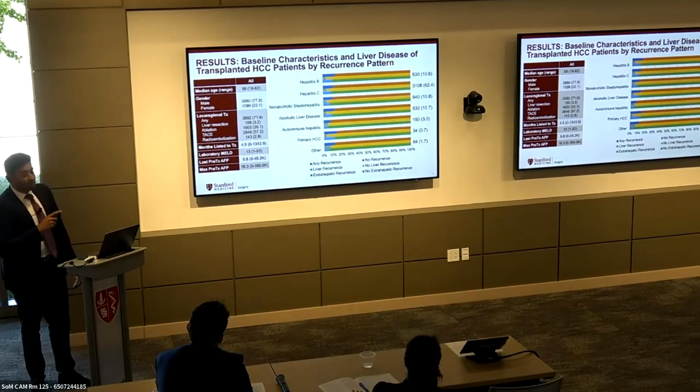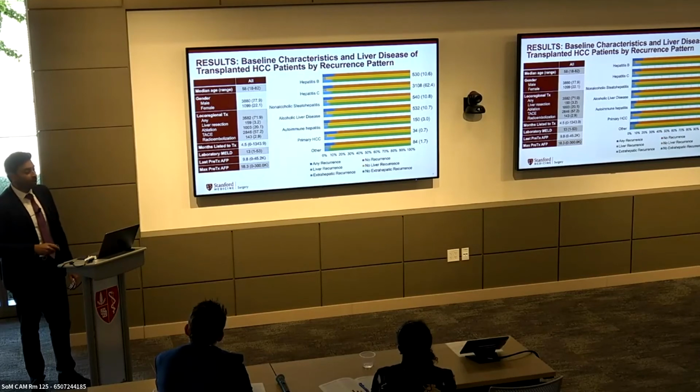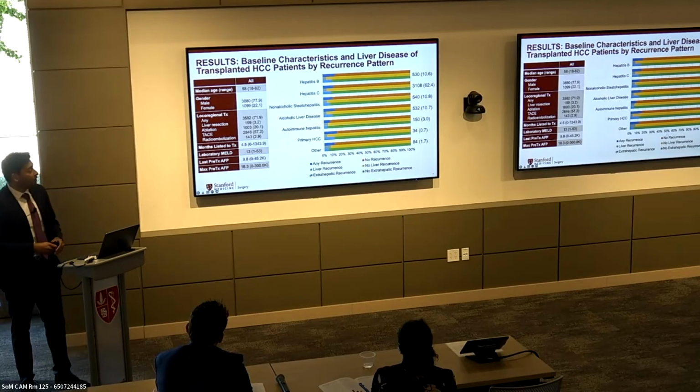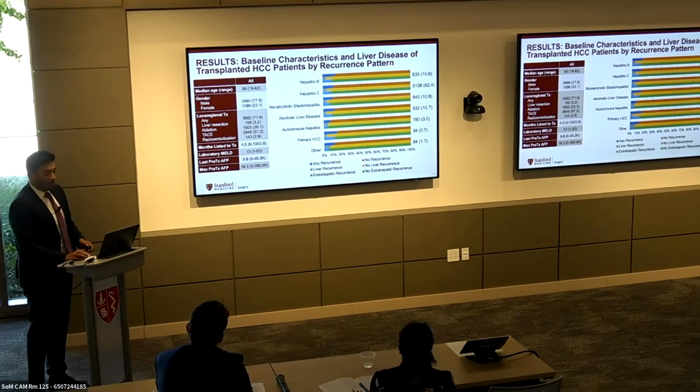This plot shows the different liver diseases the recipients had prior to transplantation, to see whether they were associated with certain types of recurrence patterns, where dark blue is any recurrence, gray is liver recurrence, and light blue is extrahepatic recurrence. And as you can see, none of the liver diseases achieved greater than 20% risk for recurrence in any of the types of fields or patterns.